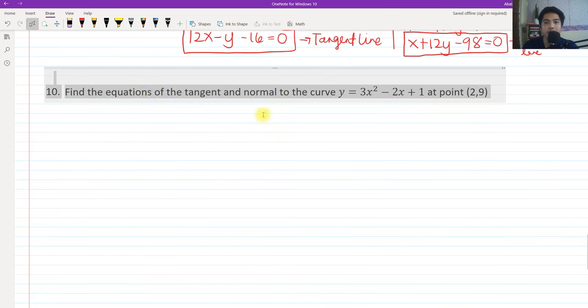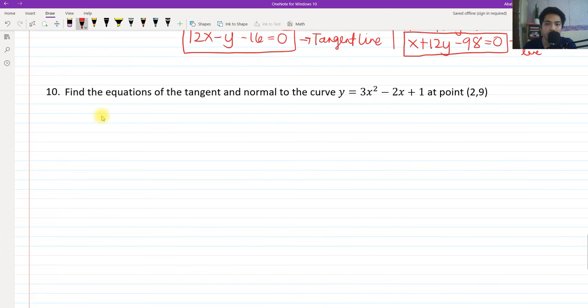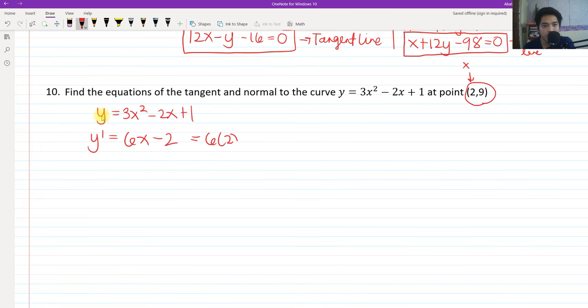Find the equations of the tangent and normal to the curve y equals 3x squared minus 2x plus 1 at point 2, 9. So the first thing that we're going to do is to get the derivative of 3x squared minus 2x plus 1 so that we get the slope, since we have, again, a point. So we have 6x minus 2. To get this slope, we substitute the value of x at that point. So we have 6 times 2 minus 2, and that equals 10. And this 10 would be our slope.